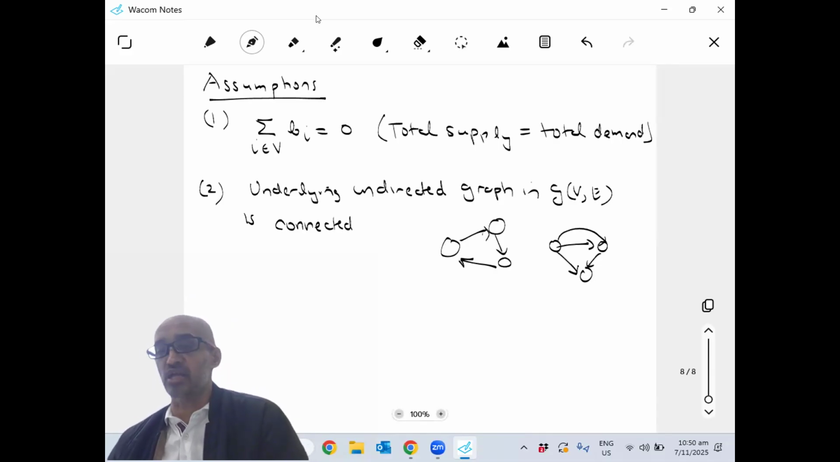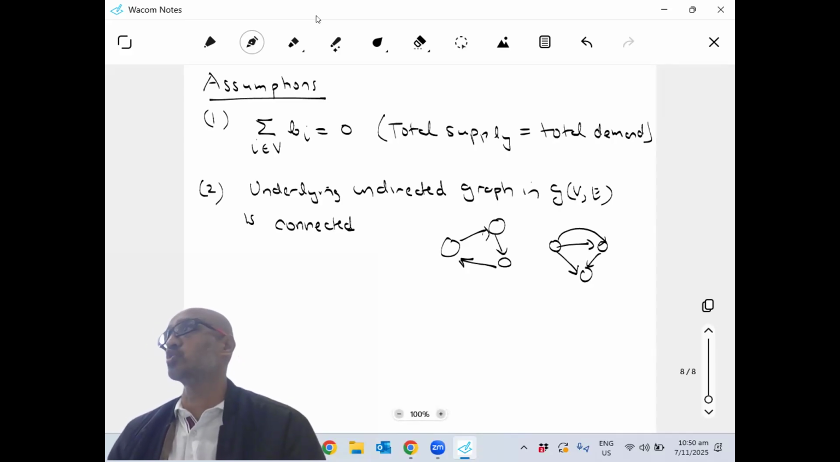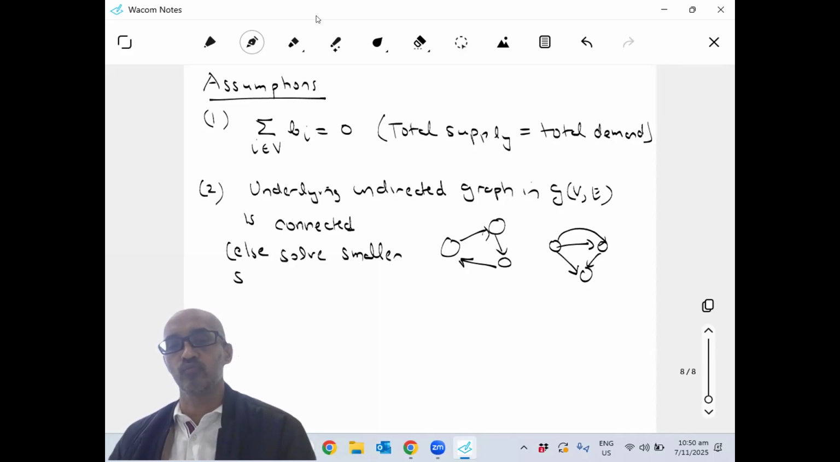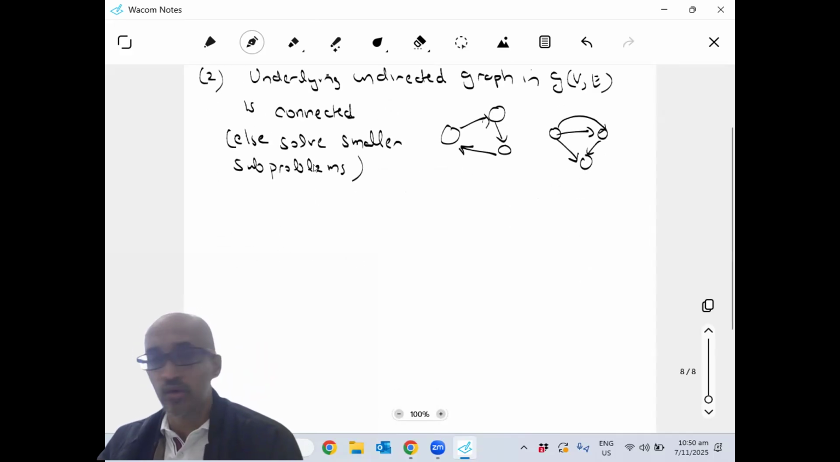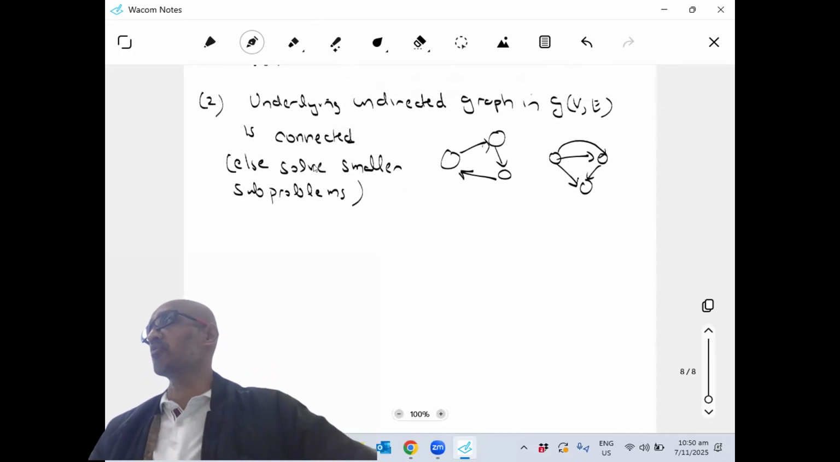Again, this is without loss of generality. I would just decompose it into two subproblems, and I would solve this one separately and this one separately. So these two assumptions are almost natural to think about when you develop the algorithm. Else, just solve smaller subproblems. These are relatively natural. So with this, let's think about network simplex. Any questions before we move on?